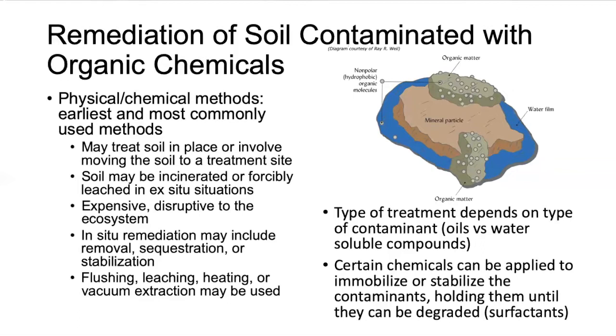And the type of treatment depends on the contaminant itself. Like, is it oil soluble or is it water soluble? And also, certain compounds can be applied to immobilize or stabilize the contaminants, which would hold them until the bacteria and the microbial agents which are native to the soil can break them down naturally. And these type of chemicals are called surfactants.